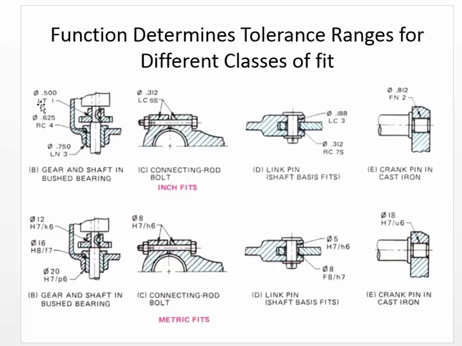Locational means that you have a very, very small difference between the hole size and the shaft size, so that there's very little movement, if any. And in fact, a transitional fit can either be a clearance fit or an interference fit.